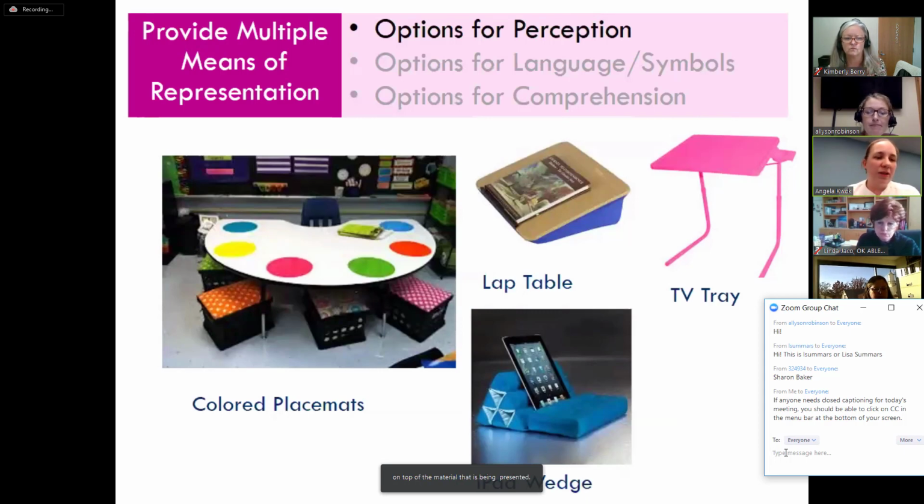Sometimes students, if they have a favorite color, can use something as simple as a piece of construction paper, and then it would help bring attention to the assignment that needs to be completed. On the left-hand side here, we have colored placemats. You can use something like that.